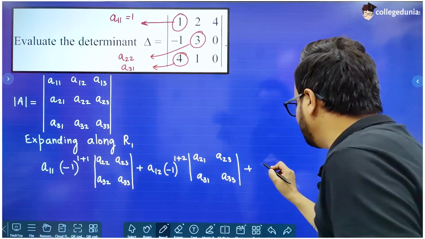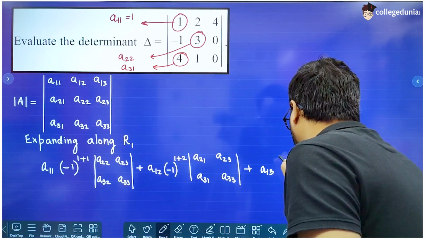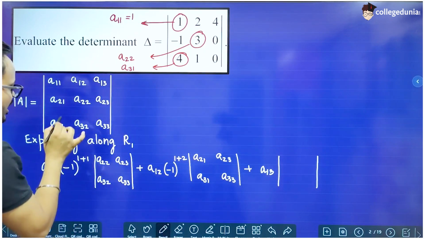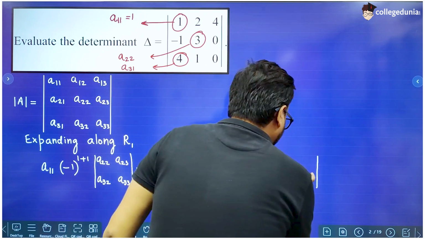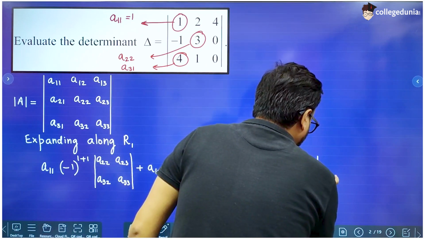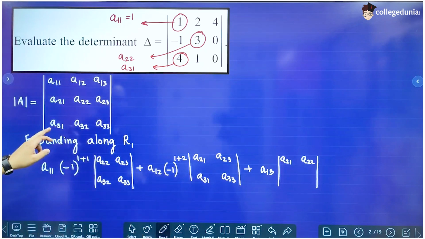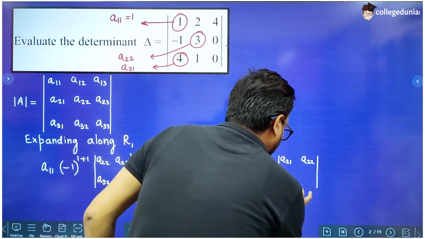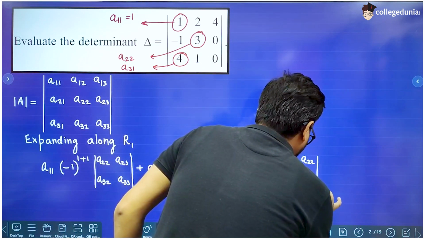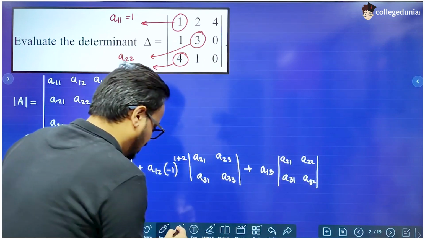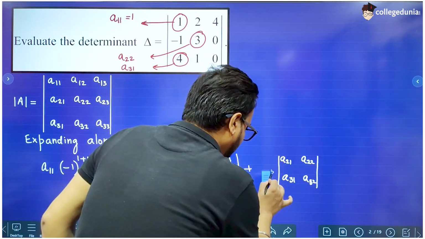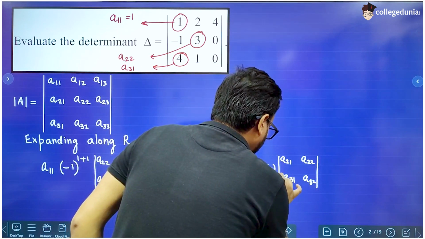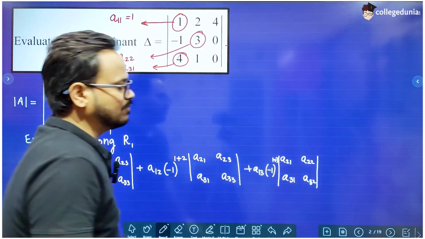So we will write A13 and leave the row and column of this element. This is the row and this is the column of the element. A21, A22, A31, A32, right? And A13, -1 to the power 1 plus 3.